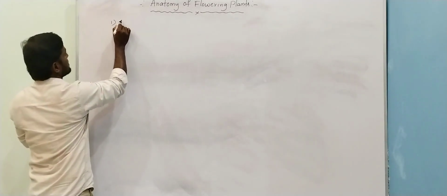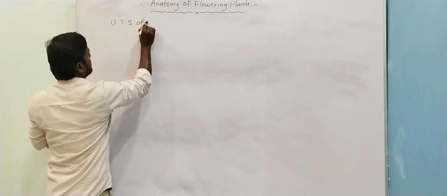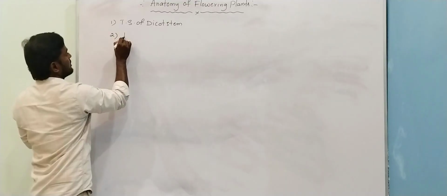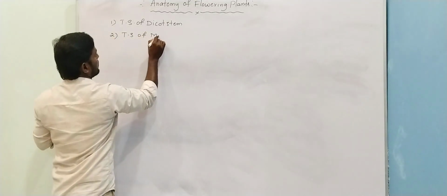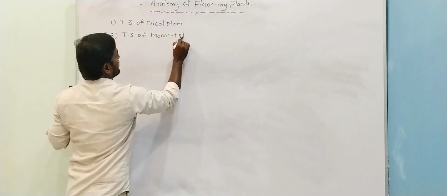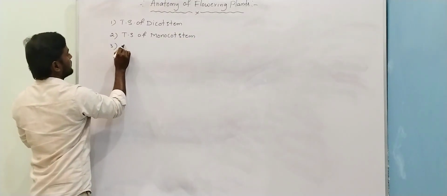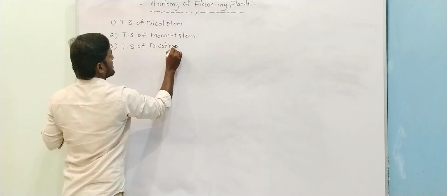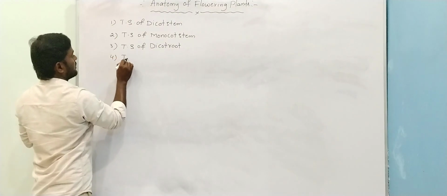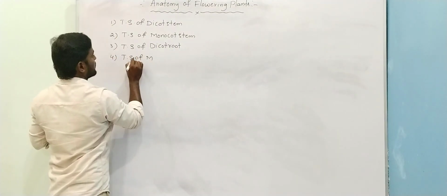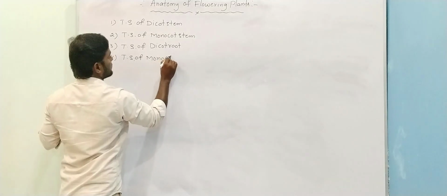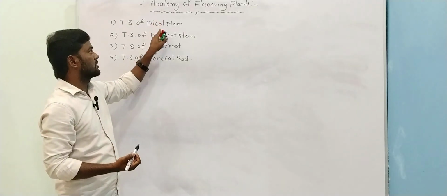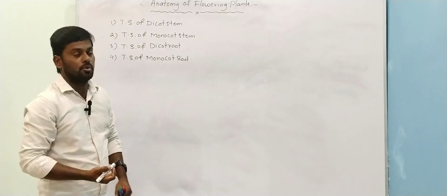The first 8 marks question is TS of dicot stem, transverse section of dicot stem. Second one is TS of monocot stem. Third one is TS of dicot root. Fourth one is TS of monocot root. Okay, these are the 8 marks questions: dicot stem, monocot stem, dicot root, monocot root.